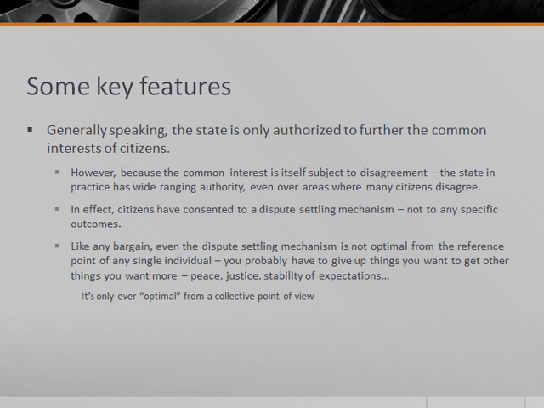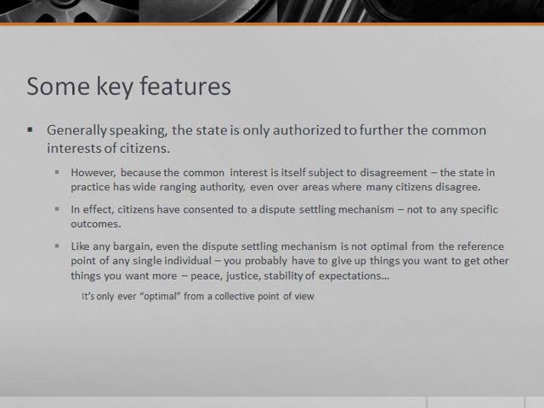Now, like any bargain, the dispute settling mechanism set up is not going to be optimal from the reference point of any single individual. That is to say, you're going to have to probably give up some things that you want in order to get other things that you want more, right? So you're going to have to give up some freedom in order to get some peace, justice, and stability of expectations.